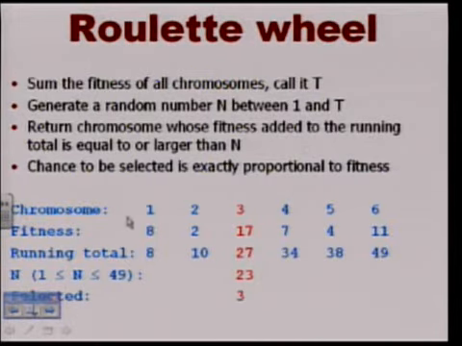I have these chromosomes numbered in ascending order, 1 through 6. The fitness values are given by these integers, and I calculate the running total like this. Then I generate a number within 1 to 49. For instance, if it's 23, then I will select chromosome 3. You can see that because this fitness value is large, the chance is larger. And this, of course, is very effective because it can be efficiently programmed.